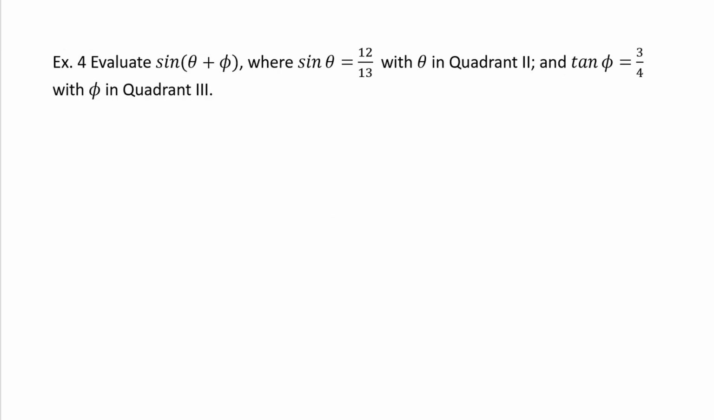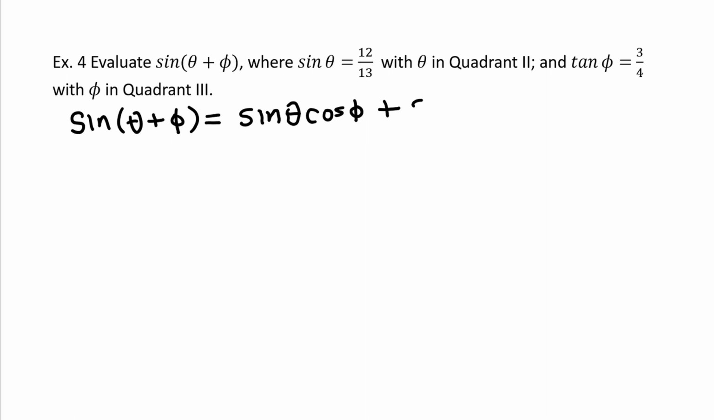Evaluate sine of theta plus phi, where sine of theta is equal to 12/13 with theta in quadrant 2, and tan phi is equal to 3/4 with phi in quadrant 3. So I'm going to begin by looking at the sine of theta plus phi, and using the addition formula we can expand this as sine theta cosine phi plus sine phi cosine theta. Not real helpful, but let's work with the next sets of information we were given.